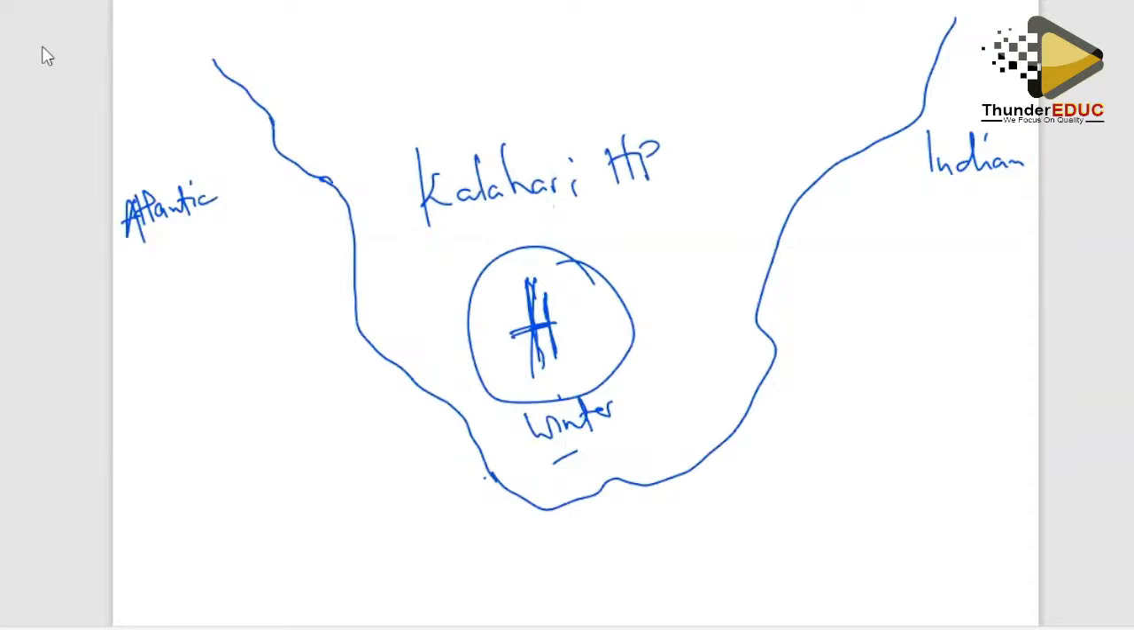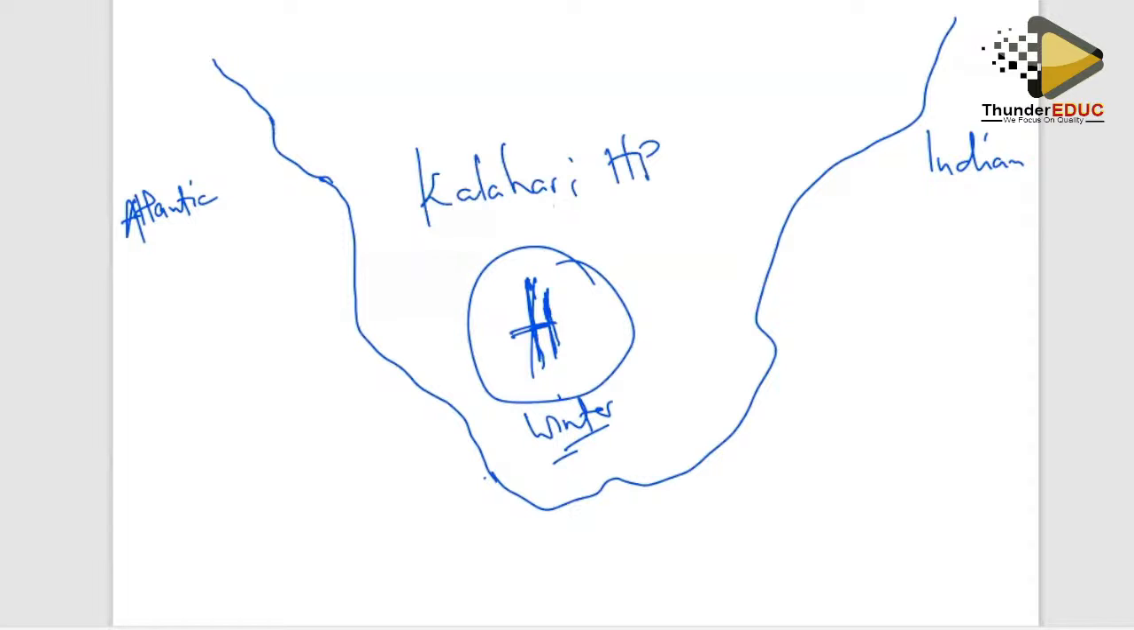high pressure cell. The Kalahari high pressure cell is caused by descending air, which typically happens during the winter season. The air will be descending from the upper atmosphere and exerting pressure on the ground surface, causing a high pressure cell. And this high pressure cell is called the Kalahari high pressure cell. So if you check and see a high pressure cell dominating over the interior, it suggests that it's winter conditions and that high pressure cell is the Kalahari high pressure.